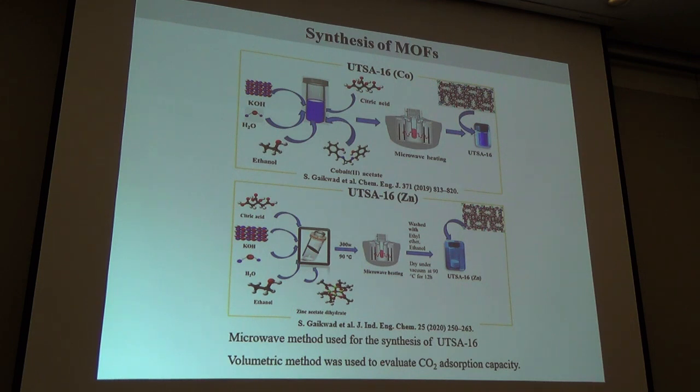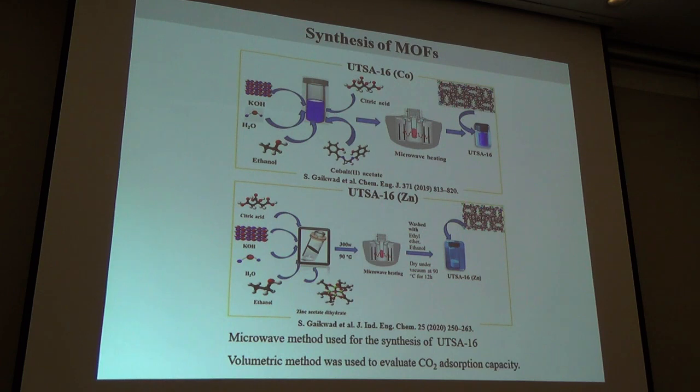If we see the performance of this MOF, it captures CO2 with a capacity of around 4.7 millimole per gram and has selectivity around 108 at 298 Kelvin and 1 bar. This is the MOF developed by the microwave method, and this cobalt MOF was also developed by the microwave method. The synthesis cost of this MOF is around $3 US for 1 gram. The cost has been calculated based on the Sigma price available. So why did we select this MOF? Because of its high CO2 capacity as well as selectivity.